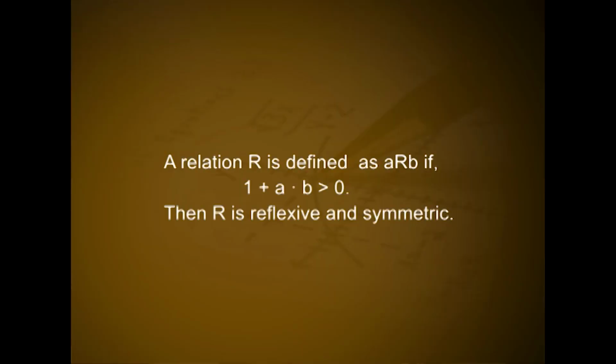Next, consider the set of real numbers. A relation R is defined as a related to b if 1 plus a times b is greater than 0. Then R is reflexive and symmetric. It fails to be transitive since the ordered pairs (2, 0) and (0, -2) together do not assure the existence of the ordered pair (2, -2).